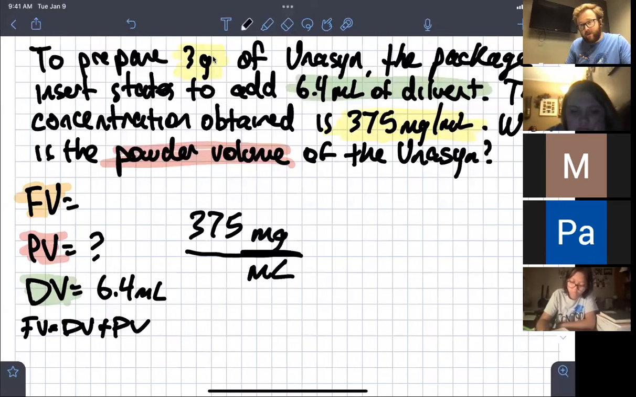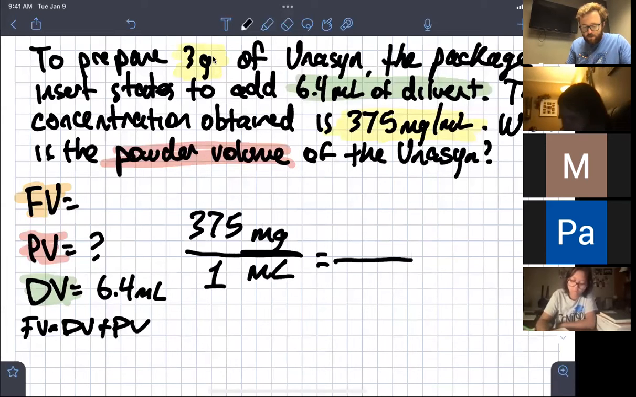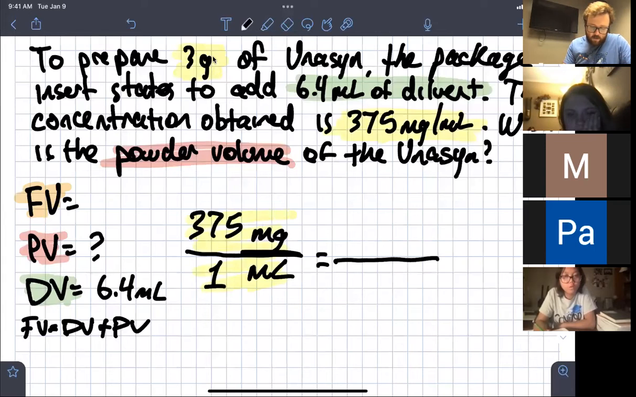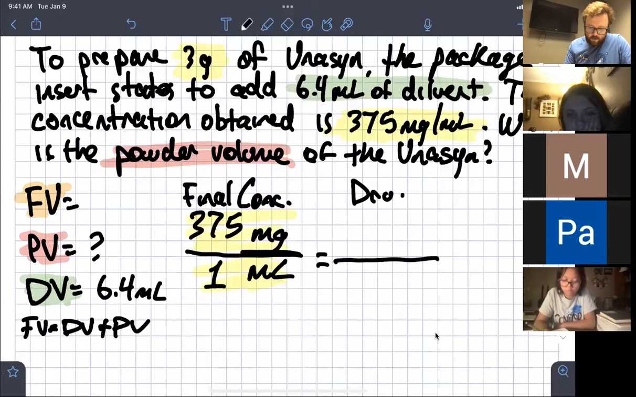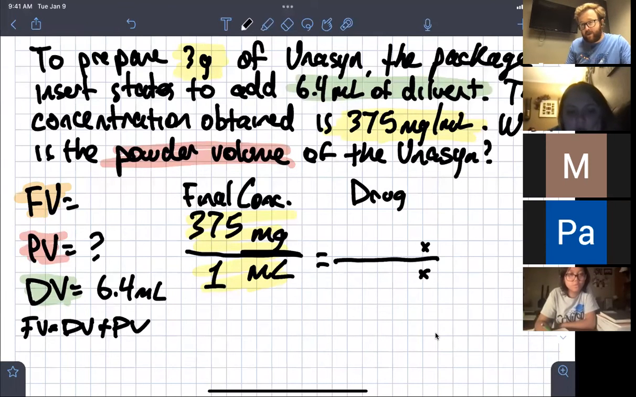So if it's 375 milligrams, how many milliliters is that? 1. 1, exactly. So what I'm going to do is, this is my concentration. I'll give you a hint. This is going to be my final concentration. This is my drug. Do I have anything that can go on either of these sides? Anyone? I have it highlighted in yellow, if that gives you a hint.